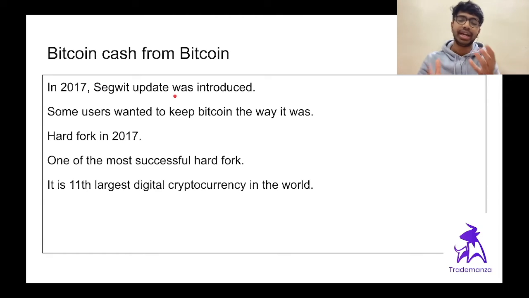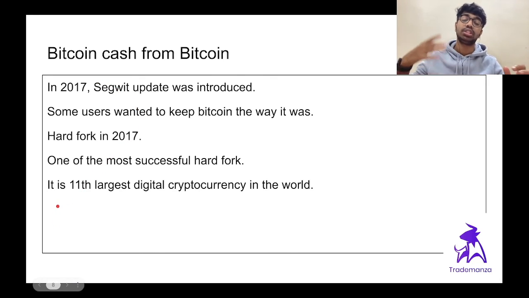So again, there was a debate in the community. Some people said yes, it will make the Bitcoin protocol even better. But some people said no, we want it the way it is right now. So the people who did not accept the SegWit update created a hard fork, and this is how Bitcoin Cash was made. It is one of the most successful hard forks in the world. It is the 11th largest cryptocurrency in the world right now.